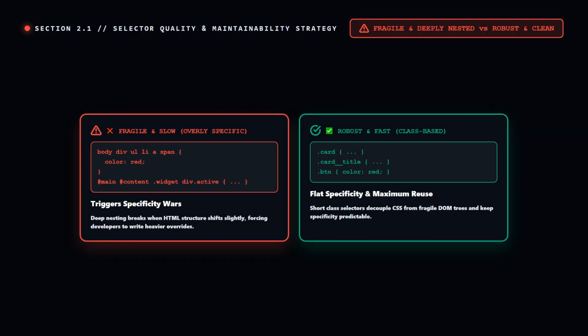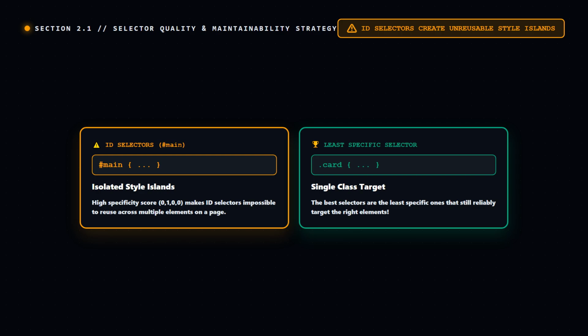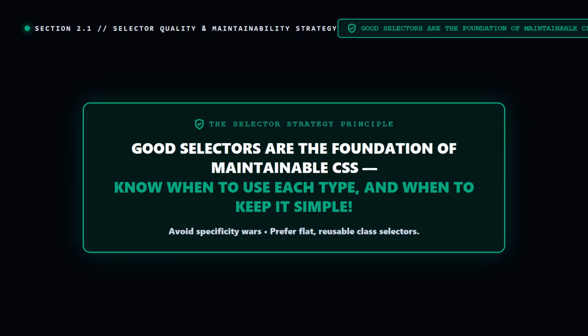Overly specific selectors lead to specificity wars, where you constantly write even more specific overrides just to change a color. Deeply nested selectors make your CSS fragile. A small HTML change can break the styling. And ID selectors, like #main, while powerful, can create isolated style islands that are impossible to reuse. The best selectors are the least specific ones that still reliably target the right elements. Usually, that means a single class.